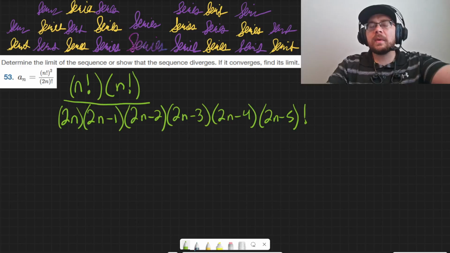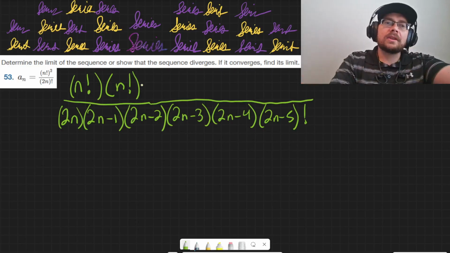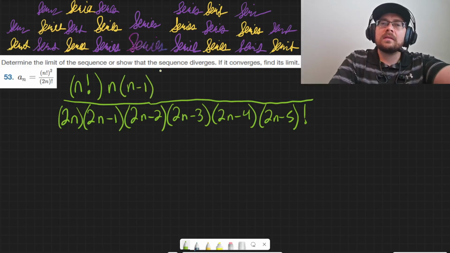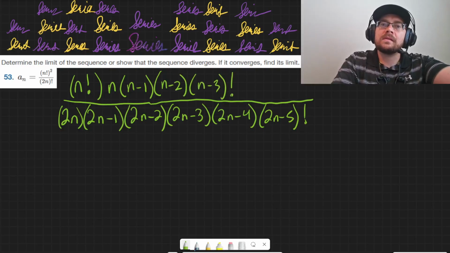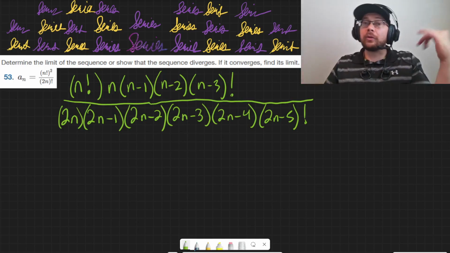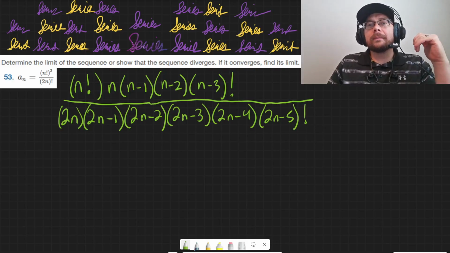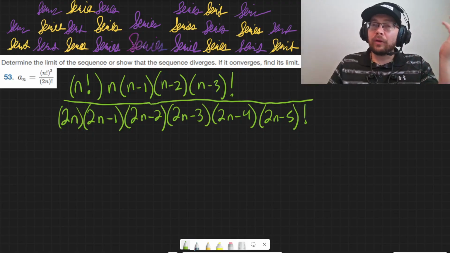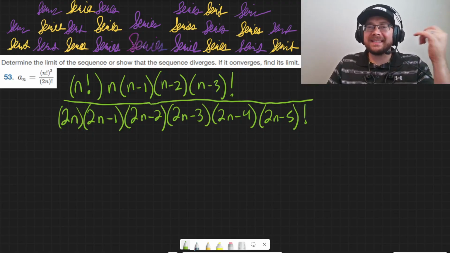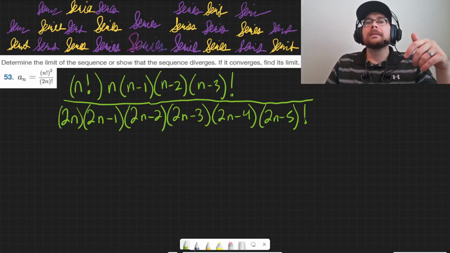And the reason why I can do this is because of the way factorials work. And actually, because of what I'm seeing here, I'm going to go ahead and change one of these into n times n minus 1 times n minus 2 times n minus 3 factorial. The way factorials work, right, is 4 factorial is 4 times 3 times 2 times 1. So if you just go down, 4 factorial is the same thing as 4 times 3 factorial. You can do the same thing with any number.